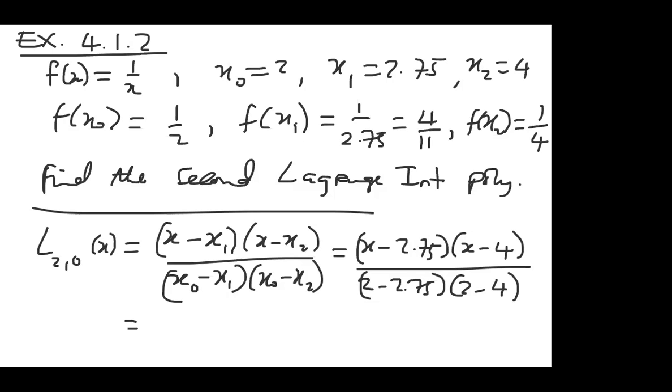So please verify that value. You say 2 minus 2.75, it will be negative 0.75, times negative 2, because 2 minus 4 will just be negative 2. So this will just give us 2 over 3 times x minus 2.75, then times x minus 4. Okay, so if you want, we can even simplify this. You expand it, you will see that it will give you a polynomial of degree 2. So we'll keep this value and move on to finding L21.